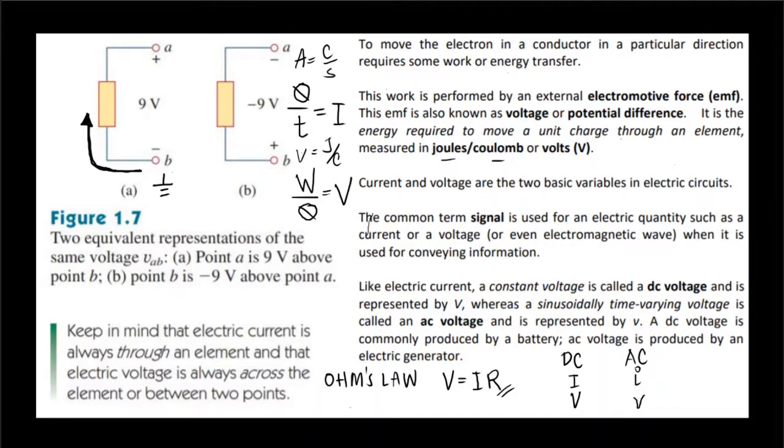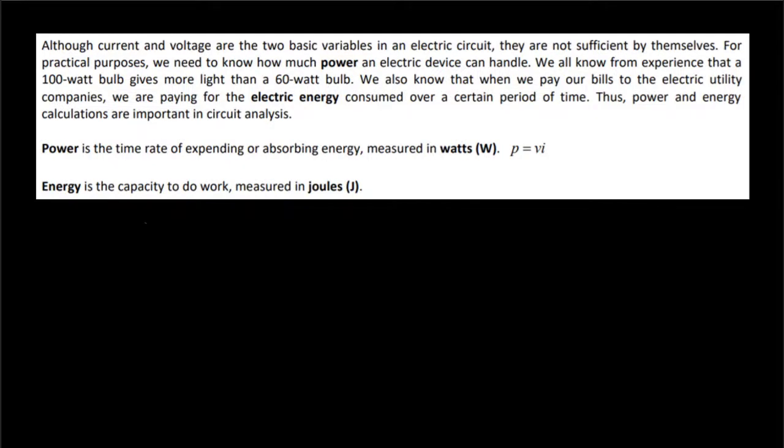Now, let's move to the next topic. So, although current and voltage are the two basic variables in electric circuits, kulang pa na siya kay in real life, ang ginastoryahan gid nato niya is the power. So, we need to know how much power an electric device can handle. Like your bulbs, di ba? Mas taas siya power consumption, masanag man siya. Okay. We also know that when we pay our bills to our electric utility companies, we are paying the electric energy. Okay, and not exactly the voltage. Kay tiba ang ato niya nga voltahe diri sa Philippines, it's a standard 220 volts.